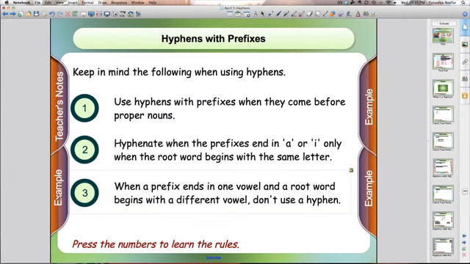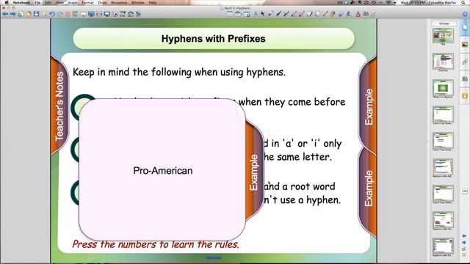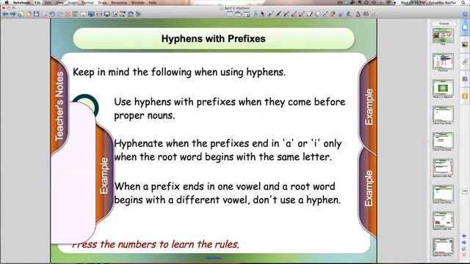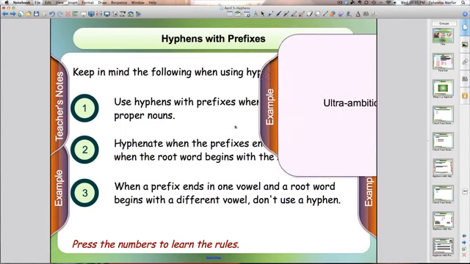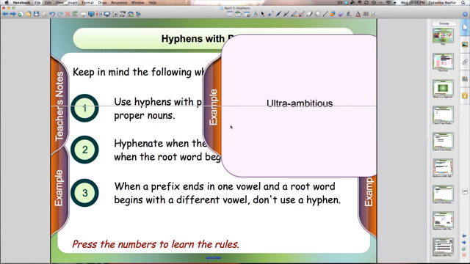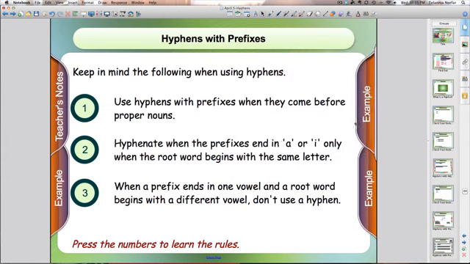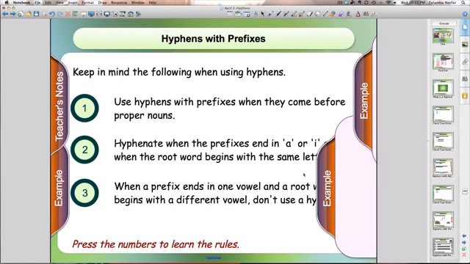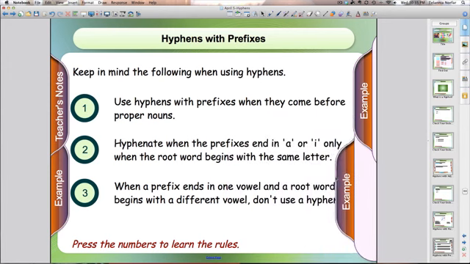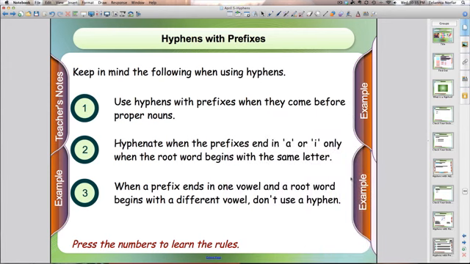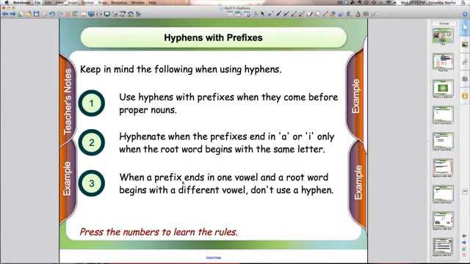Okay, now let's look at some examples. Pro-American. And ultra-ambitious. The A or I rule. And last but not least, semi-invalid. Again, the I and the I. But again, remember, when a prefix ends in one vowel and a root word begins with a different vowel, you don't have to use a hyphen.